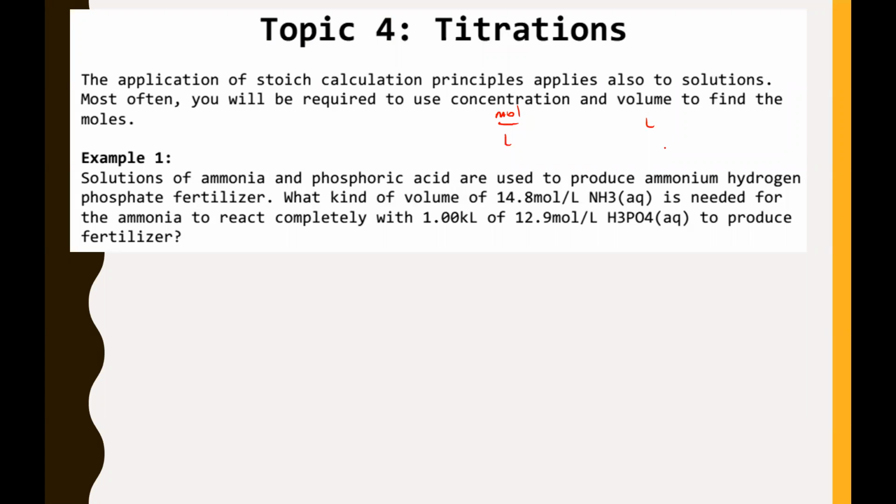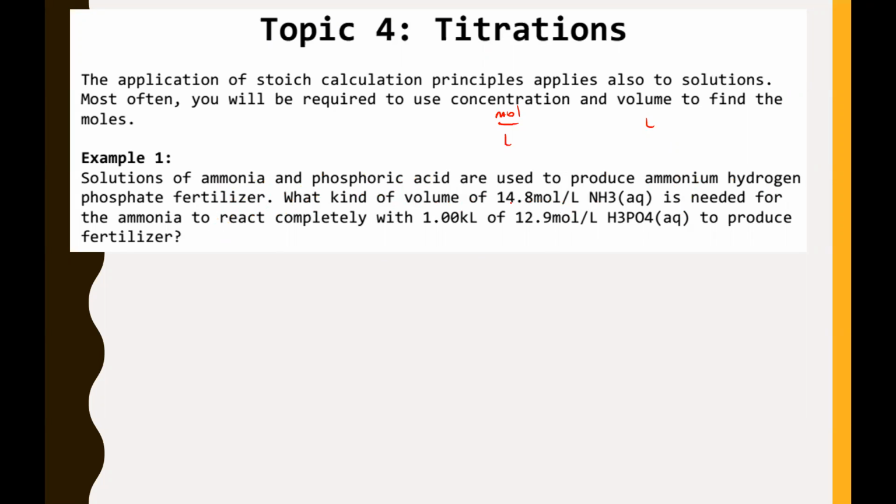So we're going to start with an example. This example right out the gates is a pretty tough one. It's not a titration example, but it's getting us used to this idea of mixing acids and bases, or at the very least, well, yeah, I guess acids and bases, because ammonia is a base. So we've got solutions of ammonia and phosphoric acid, and they're used to produce something called ammonium hydrogen phosphate, and it's a type of fertilizer.